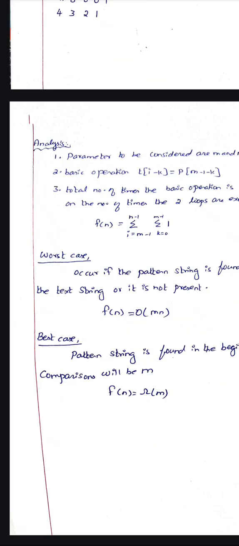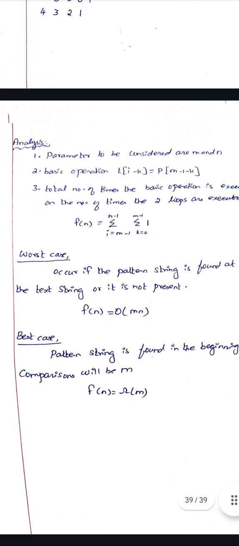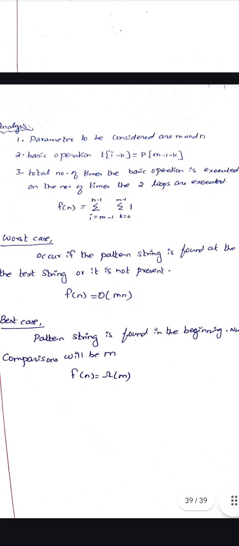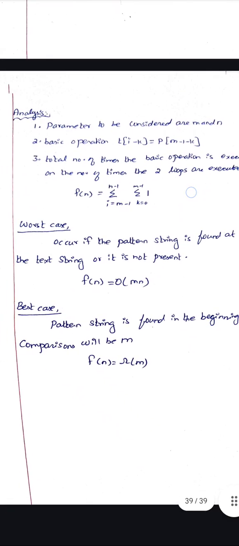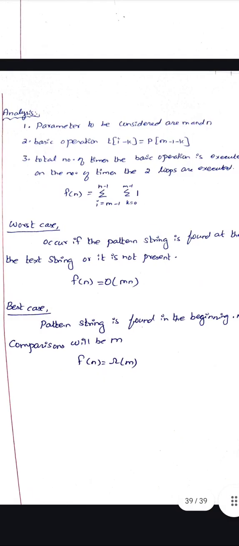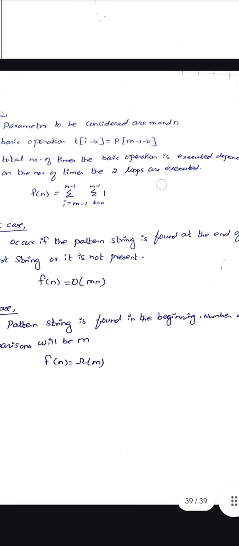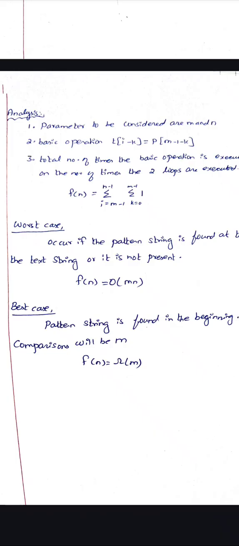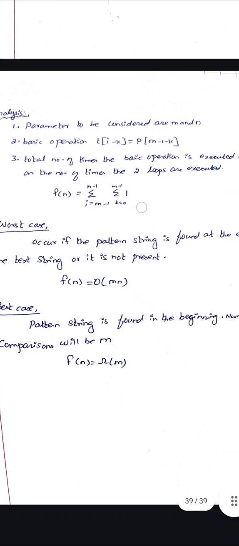And then the analysis: the parameters to be considered are m and n. The basic operation is T of i minus k equals P of m minus 1 minus k. It gives you mn, or big O of mn in the worst case. But if the pattern string is found at the beginning, then only m iterations will be taken, so it will be omega of m.